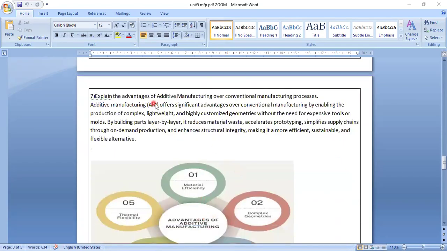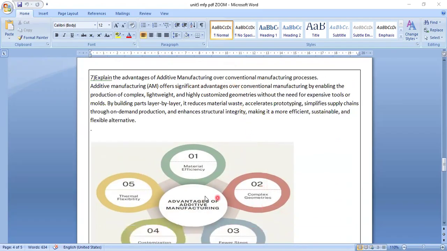So coming to this one, explain the advantages of additive manufacturing. Coming to the definition, additive manufacturing offers a large number of advantages. It enables production of complex shapes, means very complex, critical designs can be manufactured. Lightweight materials can be manufactured, highly customized geometries without the need of special tools. So instead of using tools, we don't use tools here, and it is less cost. Directly the material is melted and deposited. No molds are used, so no molds, no patterns. That is also saving money here.